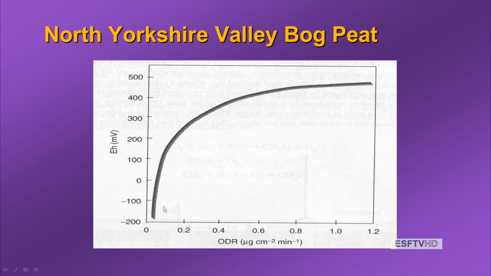As the EH increases, you get more positive, the oxygen diffusion rate increases. And remember where the problem area is, it's around 0.2 to 0.3 micrograms per centimeter squared per minute, so right around here.